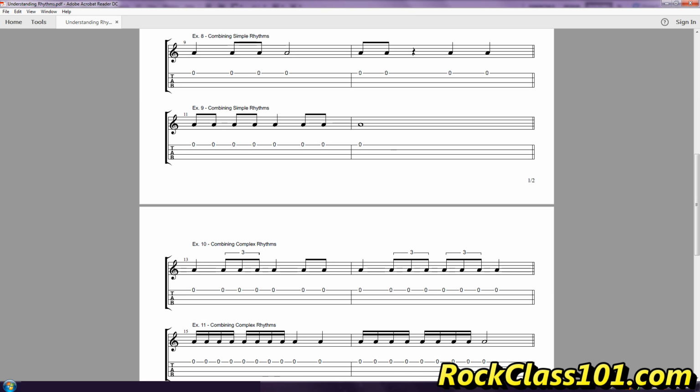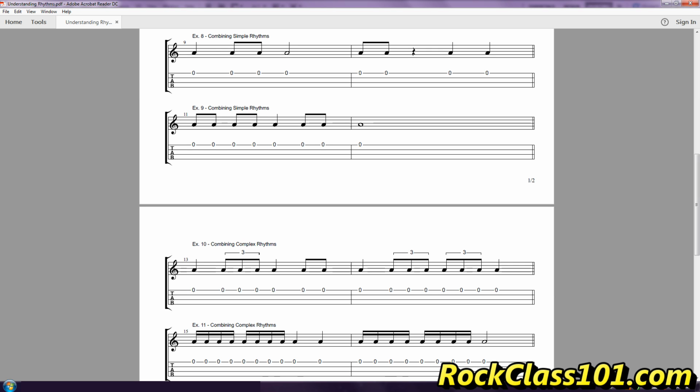Now exercise 10 is where it gets tricky. We introduce those 8th note triplets into the mix. So we have quarter, triplet, quarter, 8th notes. So we have 1, triplet, 3, 4, and. Let's give that a shot. Ready, go. 1, triplet, 3, 4, and 1, triplet, 3, 4, and. Right, let's slow it down. Ready, slow. 1, triplet, 3, 4, and. So that one's tricky, right?